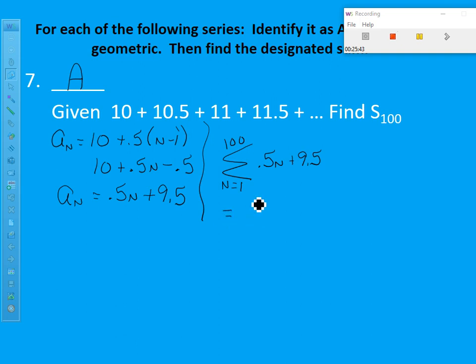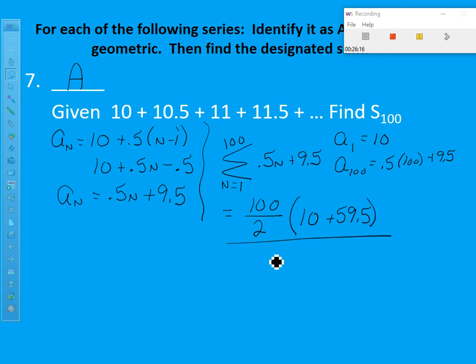Now let's go get it. We've got 100 divided by 2. I need a sub 1, so I'm going to plug 1 into here. 0.5 times 1 plus 9.5 is 10. I also need a sub 100. So I'm going to go 0.5 times 100 plus 9.5, and I'm going to get 59.5. We'll run that through our calculator. If you're with me or a little bit ahead of me, you should have got 3,475.